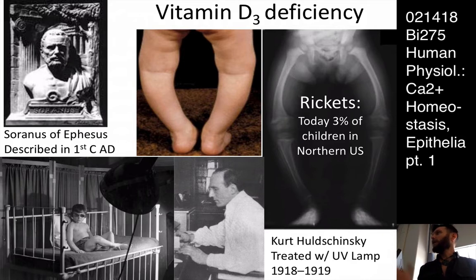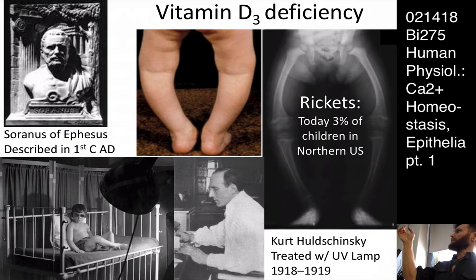in the winter. Well, this guy, Kurt Hulczynski, determined that if he exposed children with rickets to a UV lamp that had the right wavelength of light, their rickets resolved. So this was prior to the discovery of vitamin D.